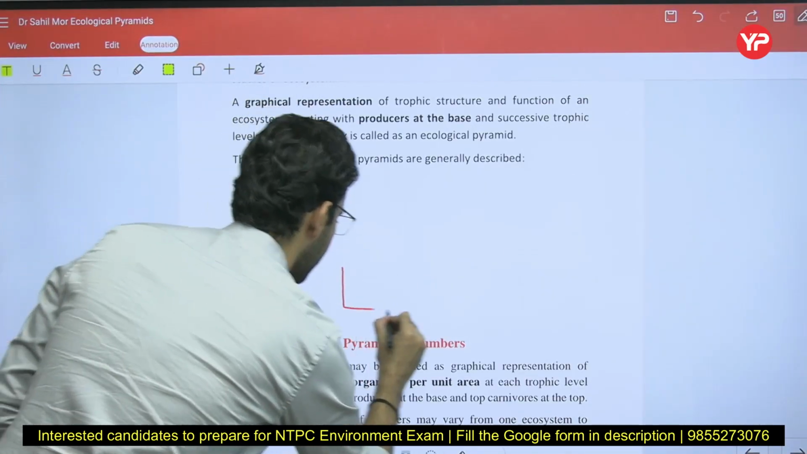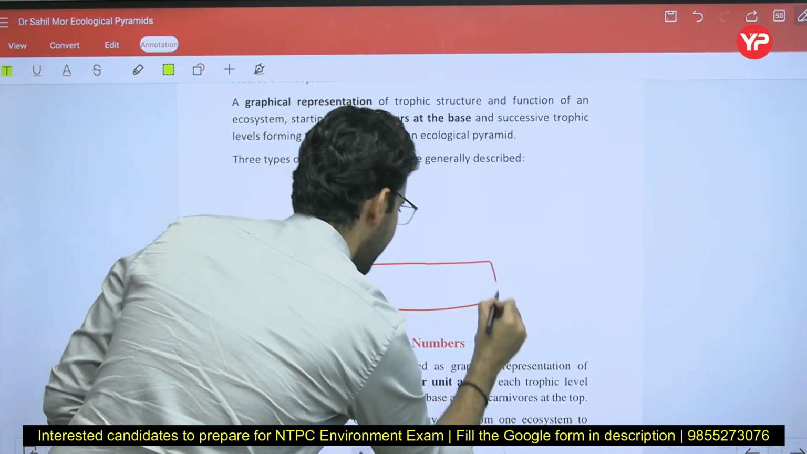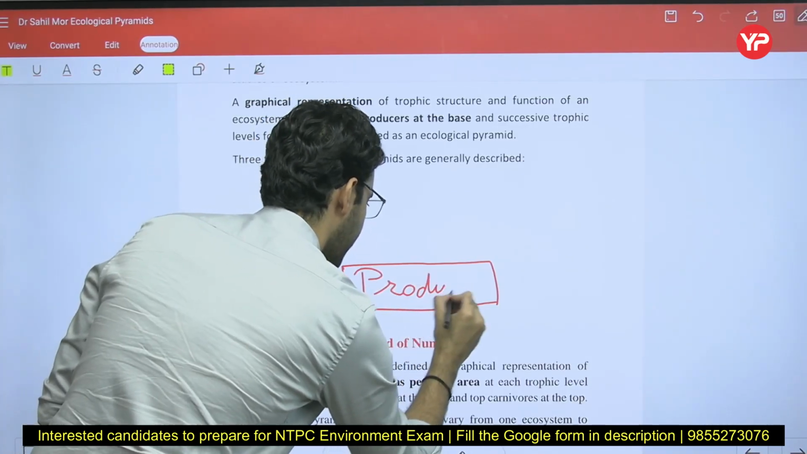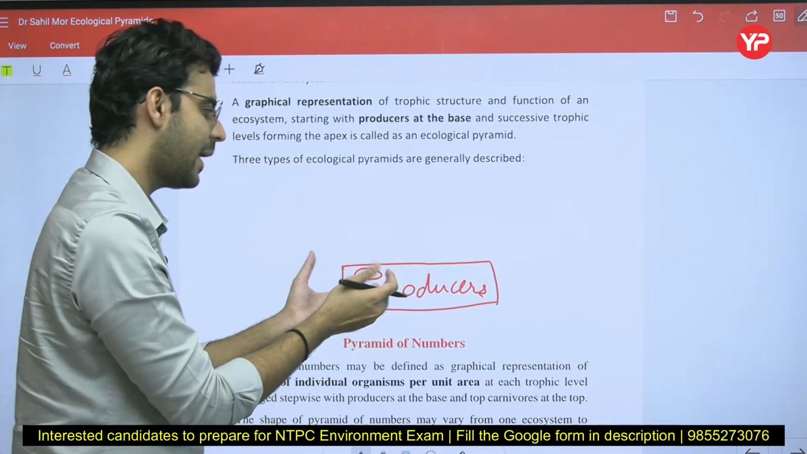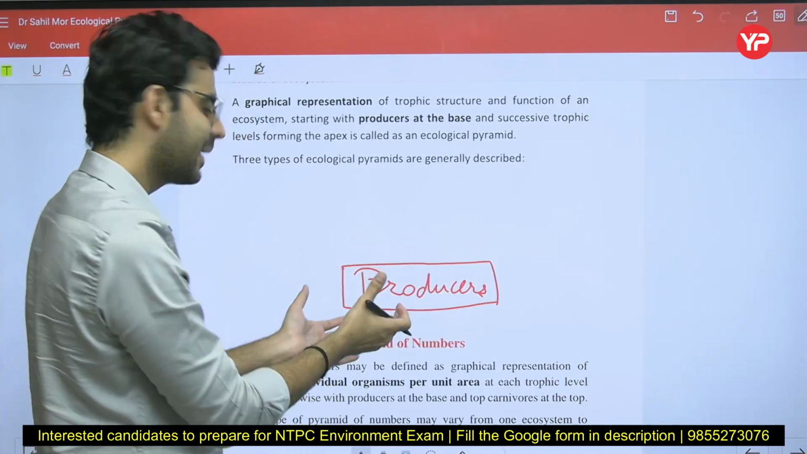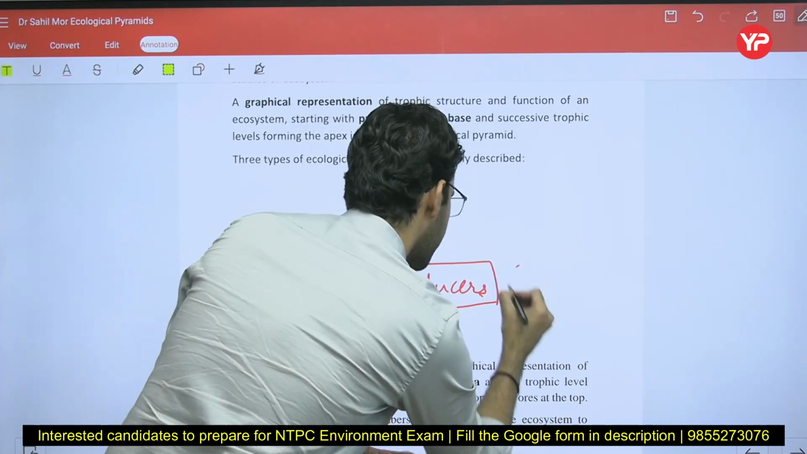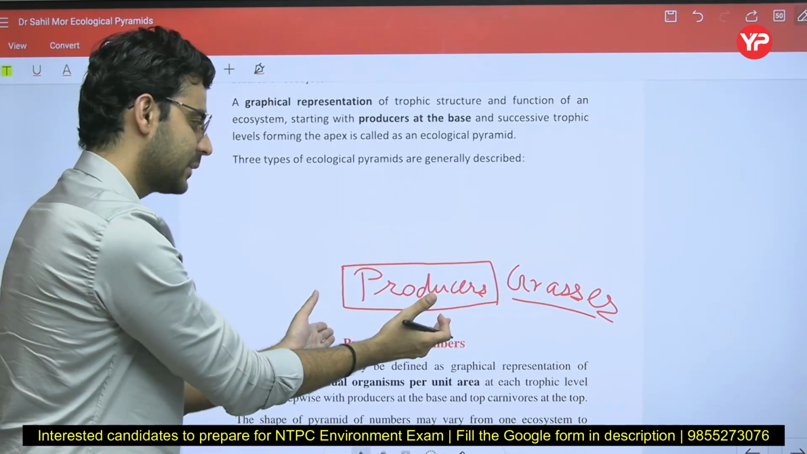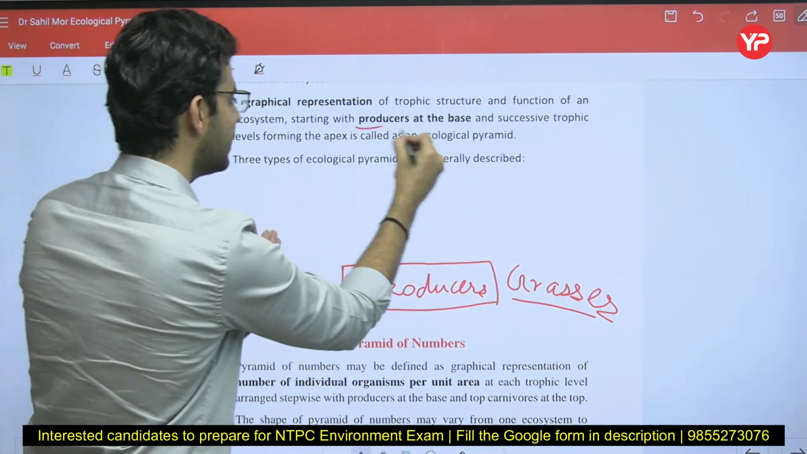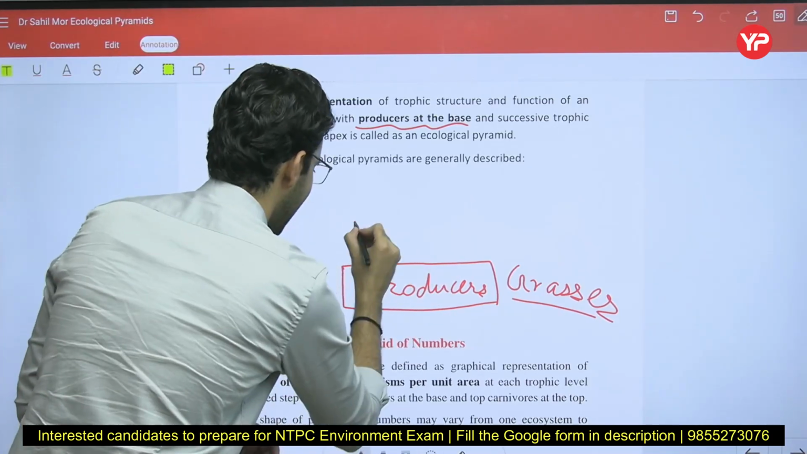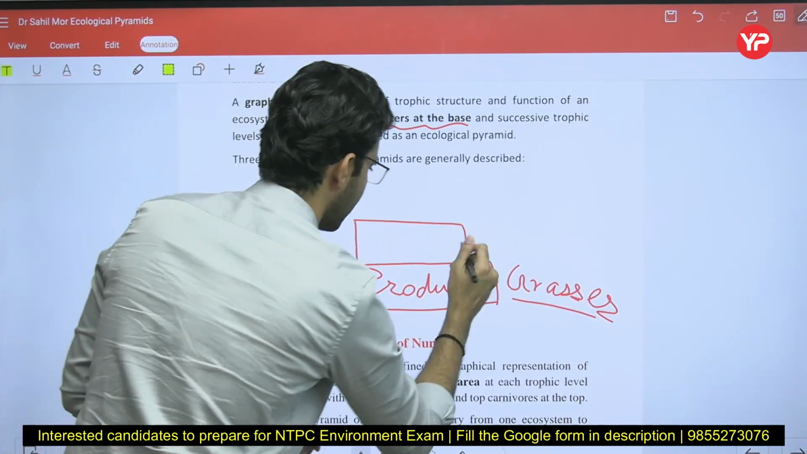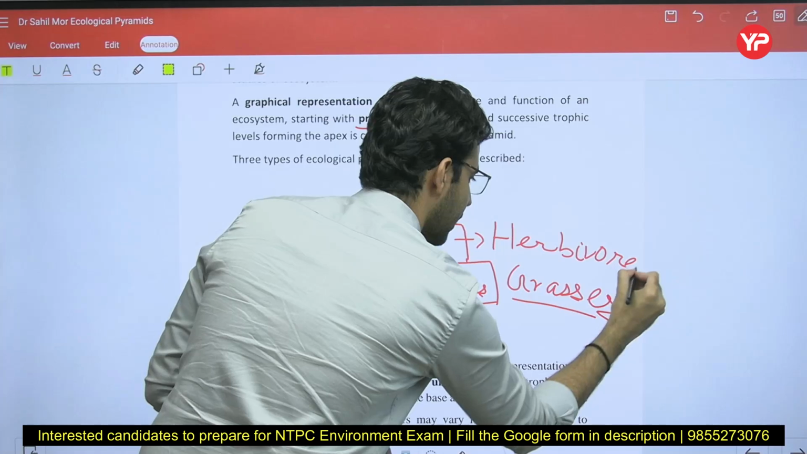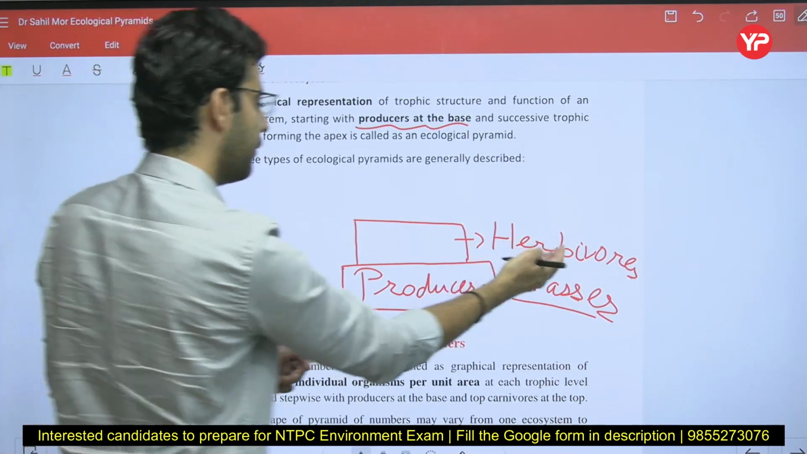Consider it as a base. Okay, this is a base. Base पे क्या है? Producers. Producers can be, I'm considering the example of grassland ecosystem. हमारे producers क्या रहेंगे? Base पे grasses. This is a base starting with producers at the base. And at the next level there may be herbivores. Herbivores can be insects which feed on grasses.